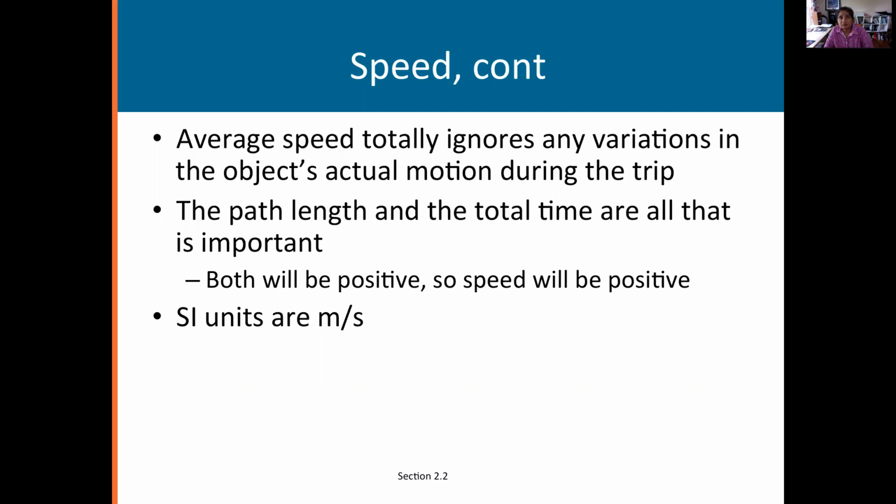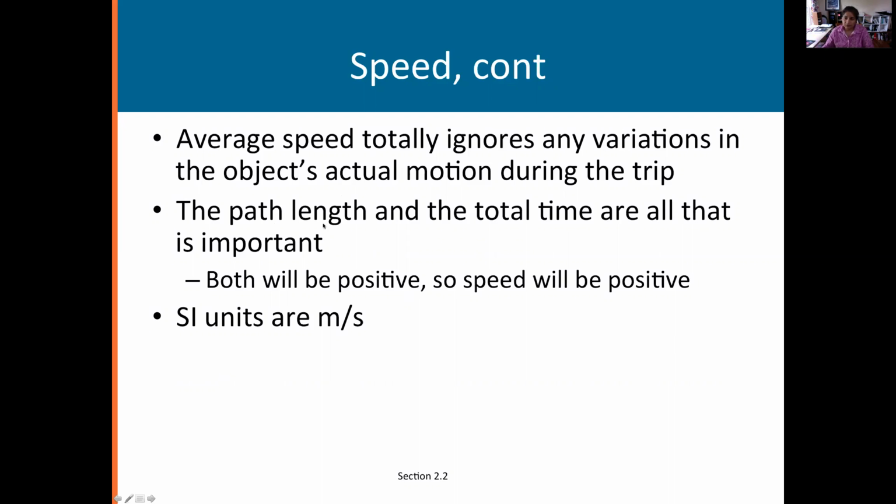When you give an average speed, you totally ignore any variations in your trip. For example, at some points you might have been driving at 60 miles per hour. At other points you might have been stopped at a traffic light. Somewhere you might be in a school zone at 20 miles per hour. But you're just going to give an average of all this. You're not going to tell me anything about those variations in between. Okay.